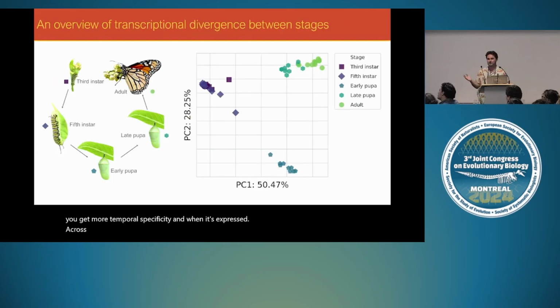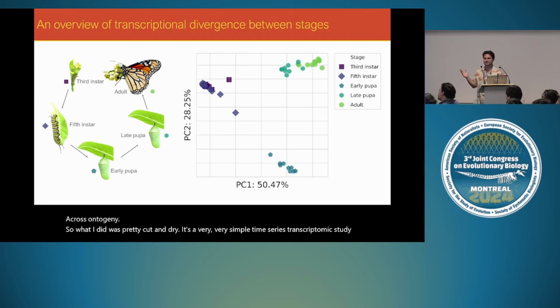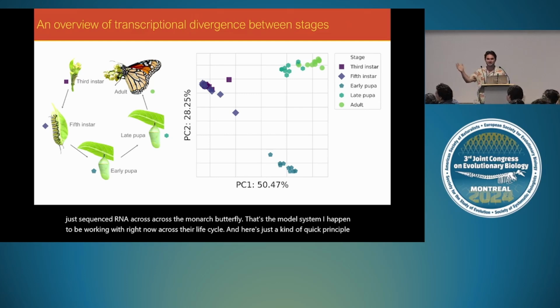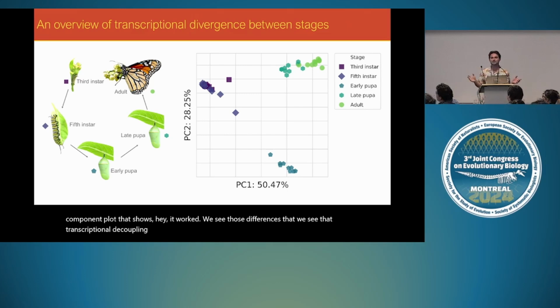So what I did was pretty cut and dry. It's a very simple time series transcriptomic study. I just sequenced RNA across the monarch butterfly, which is the model system I happen to be working with right now, across their life cycle. Here's a quick principal component plot that shows, hey, it worked. We see those differences, that transcriptional decoupling between stages. So now we want to go on and test those predictions with this data.